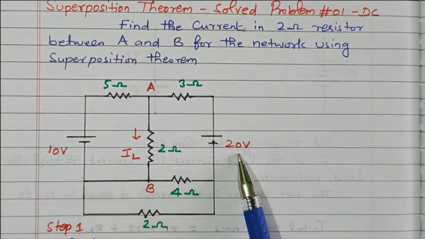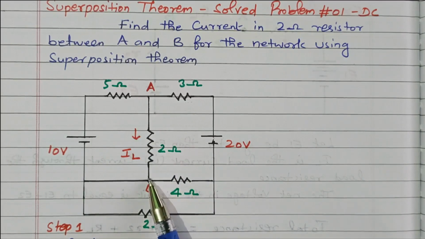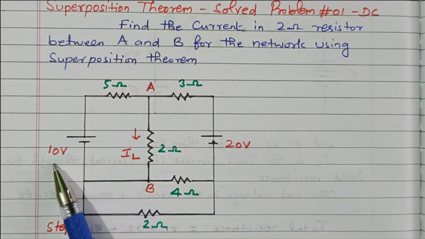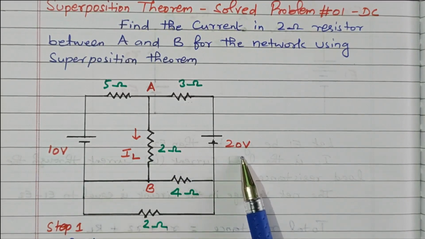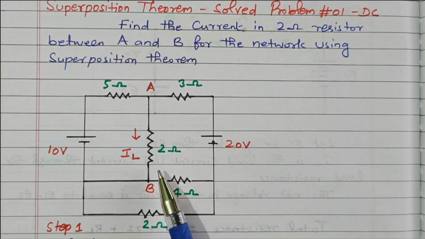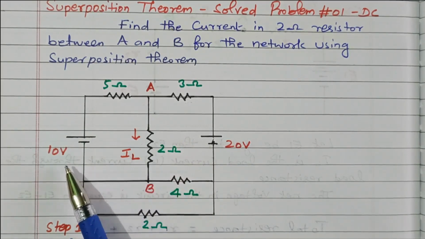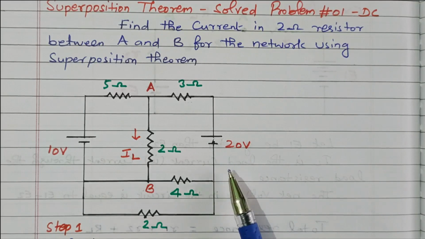By removing the 20 volt source, we need to find the current flowing through the 2 ohm resistor. In the second step, we remove the 10 volt source and only consider the 20 volt source, and again find the current flowing through the 2 ohm resistor. So the total current is the current due to the 10 volt source plus the current due to the 20 volt source. We need to add both currents. That is the statement of the superposition theorem.